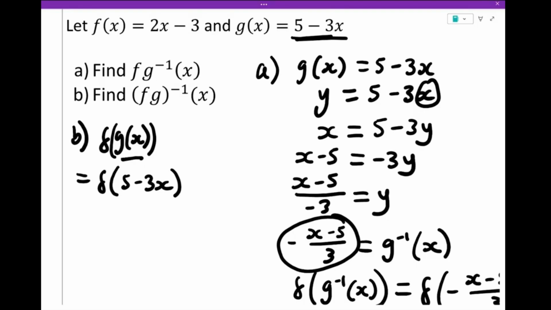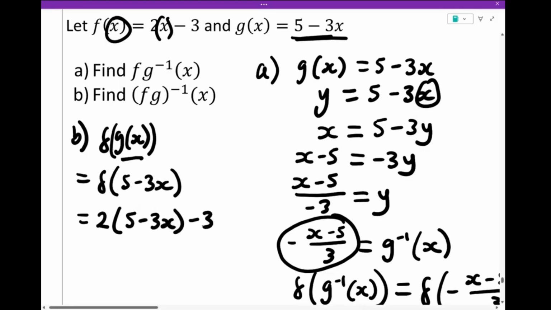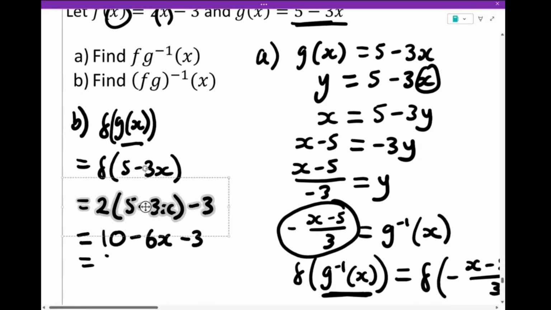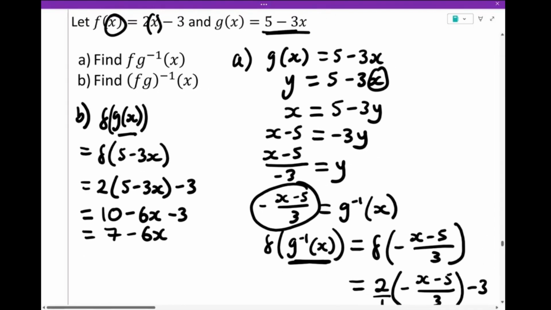So in f of x, wherever there's an x, I'm going to replace it with 5 subtract 3x. So I'm going to put brackets around this x here, which I'm now going to replace. So I'd have 2, open brackets, 5 subtract 3x, close bracket, and then I've got the subtract 3. And if we simplify by expanding the brackets, we get 10, subtract 6x, subtract 3. And collecting my like terms, 10 subtract 3 is 7, subtract the 6x. So I have found fg of x, which is this function down here. So I'll just write equals fg of x at the bottom, just so it's clear.